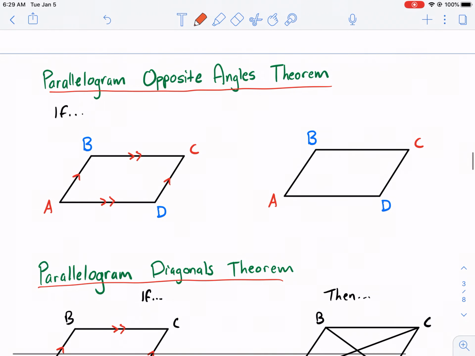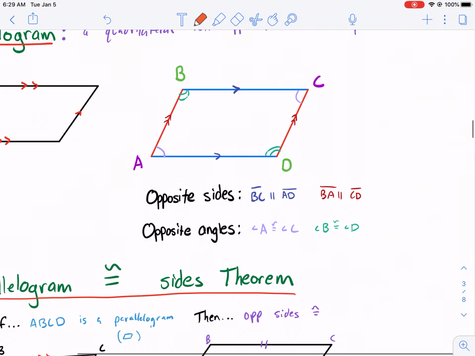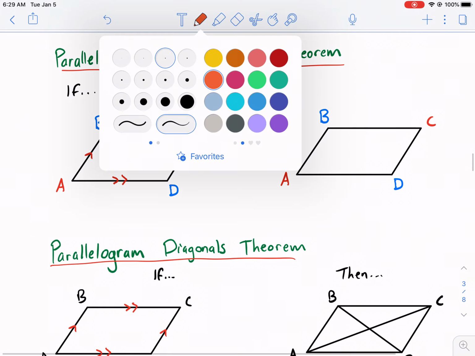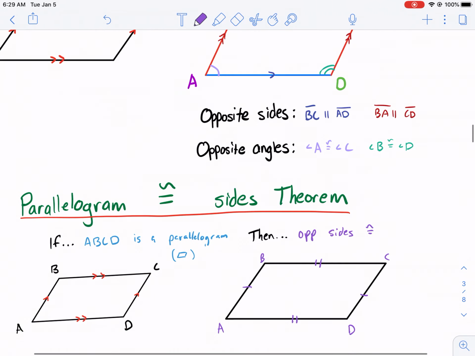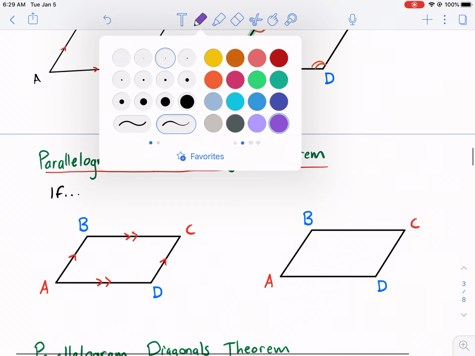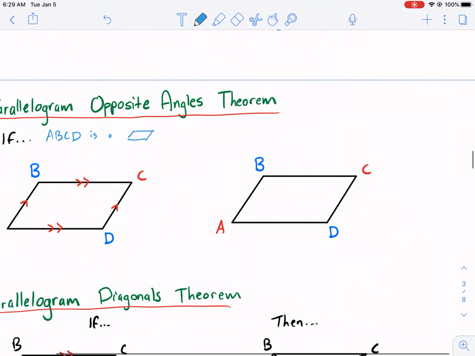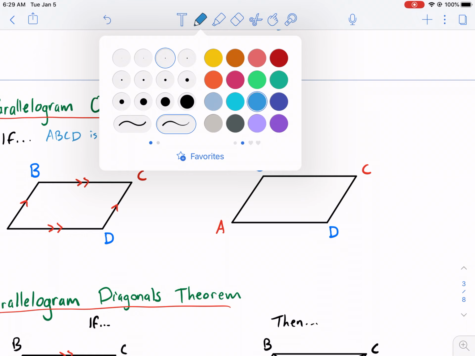Now, parallelogram opposite angles theorem. We kind of alluded to it earlier, but we're going to go ahead and spell it out again. So if we know that, what color did I use? I've been using purple. No, blue. If ABCD is a parallelogram, see, that's nicer than writing parallelogram, then we know that opposite angles are congruent.